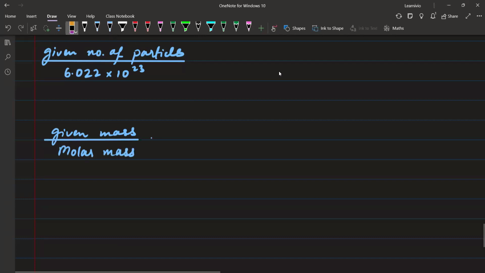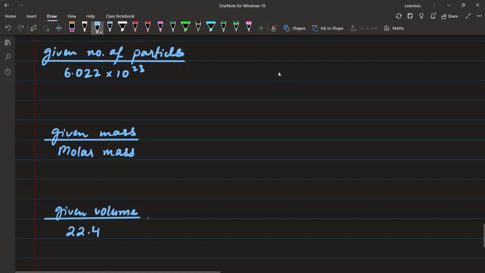Another formula will be given volume divided by molar volume. That is 22.4. Now, all of these three are giving us the number of moles. All of these three are formulas.